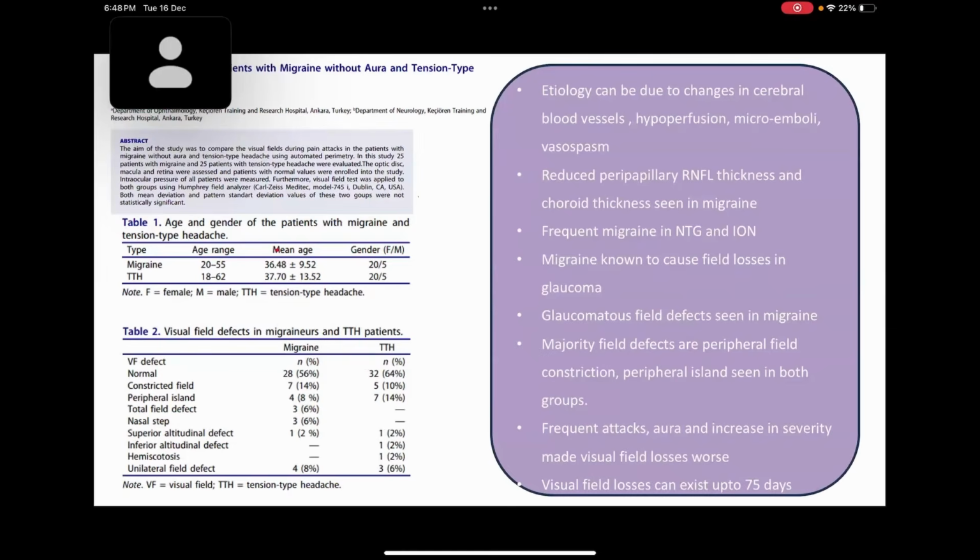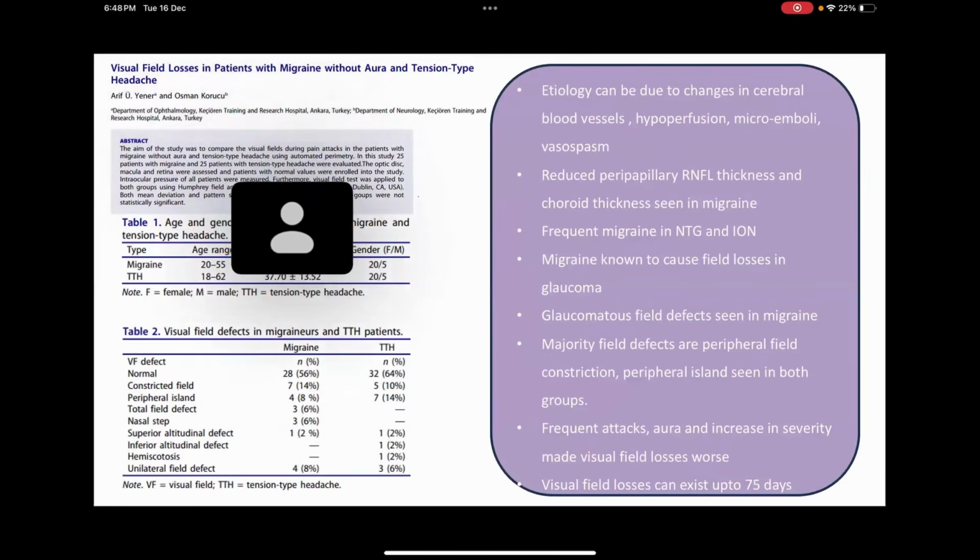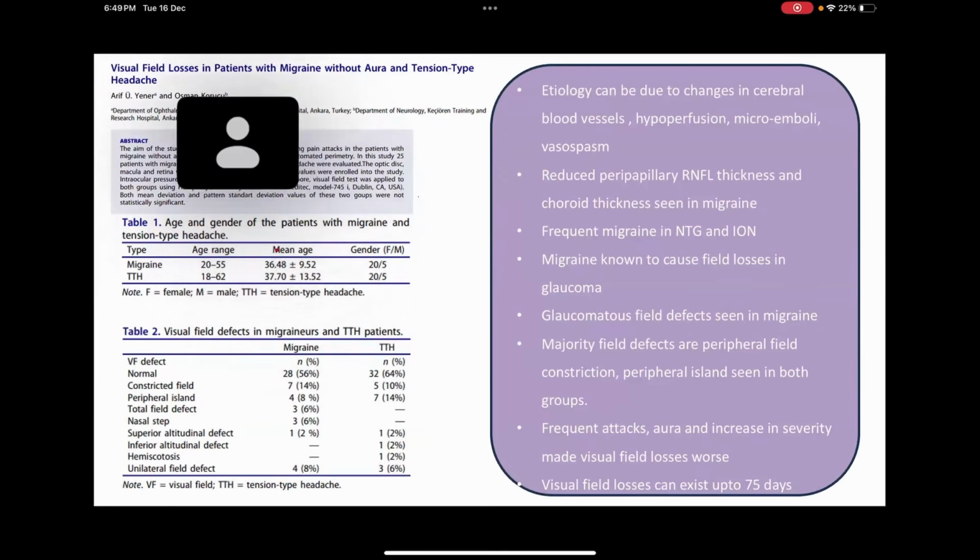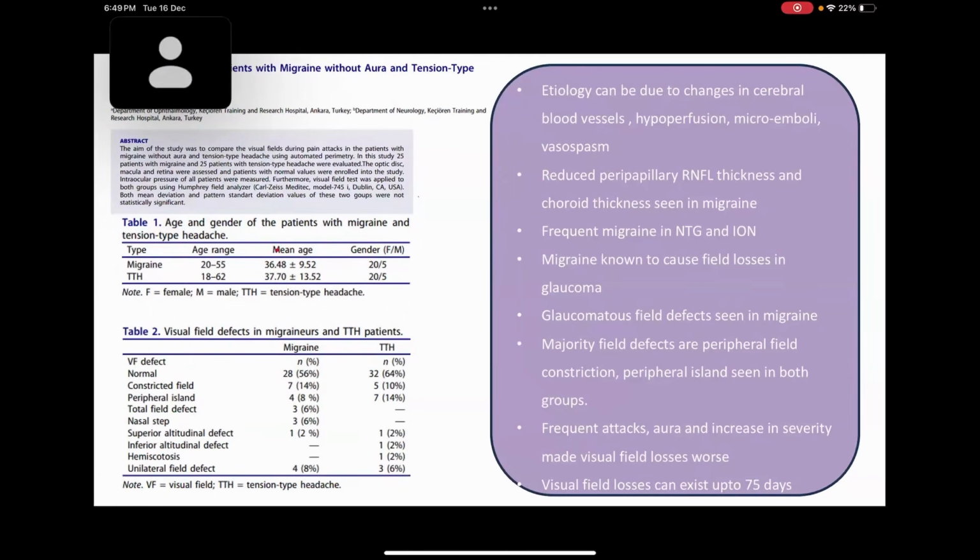Now, my patient had a field defect, so I wanted to understand what it is in migraine that is inducing this peripheral constriction of field. This was a very interesting article that I could find on visual field losses in patients with migraine without aura and tension type headaches.